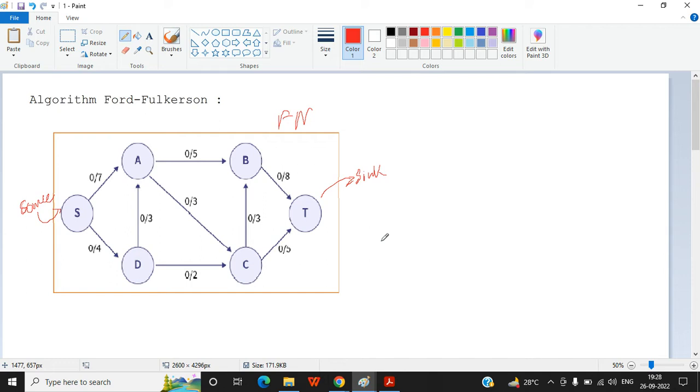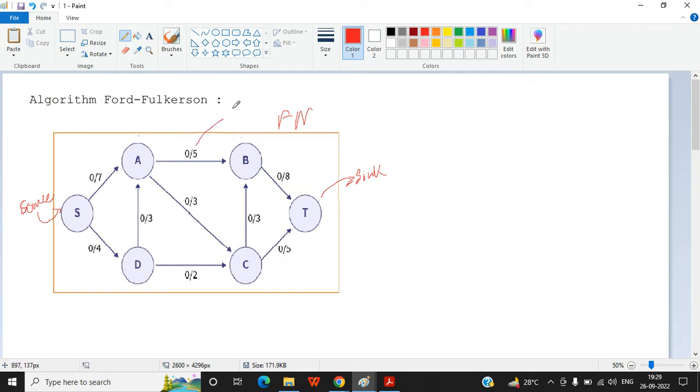But for that you need to know a few terminologies. First, you know what is source and what is sink. Then you have to know something called capacity. See, A is a node and B is another node. The maximum capacity that can flow from A to B is 5.